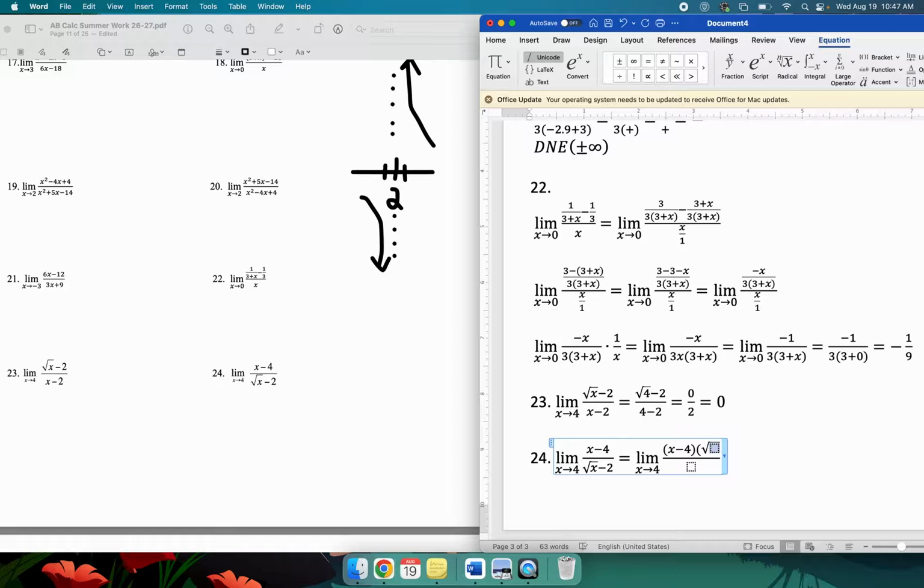So if you want more details on exactly what I'm doing when I multiply by the conjugate here, just go ahead and watch my explanation of number 23, even though I was being stupid and you don't actually need the conjugate for that problem. So multiply top and bottom by the conjugate of the square root expression. That's multiplying top and bottom by square root of x plus 2.